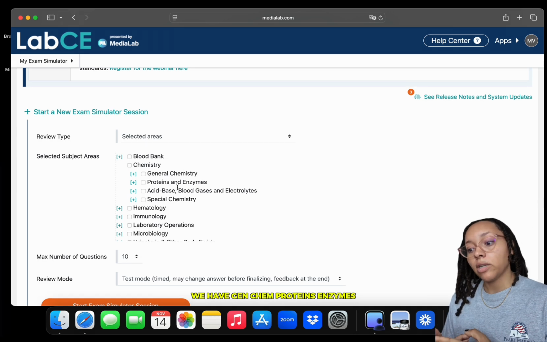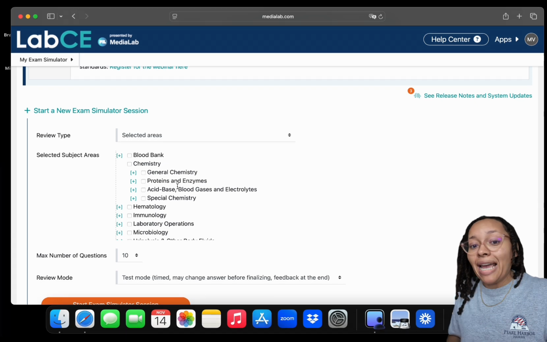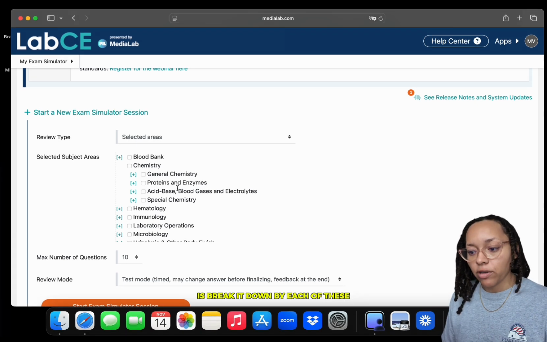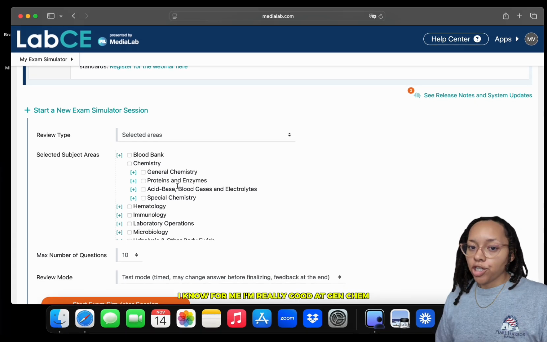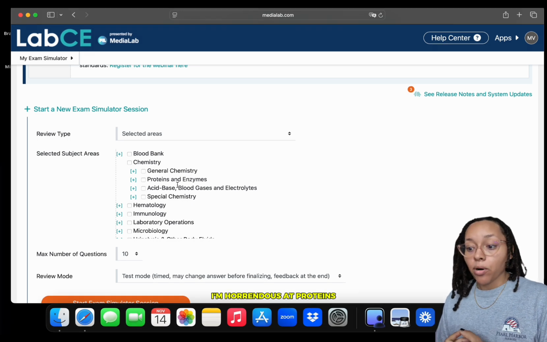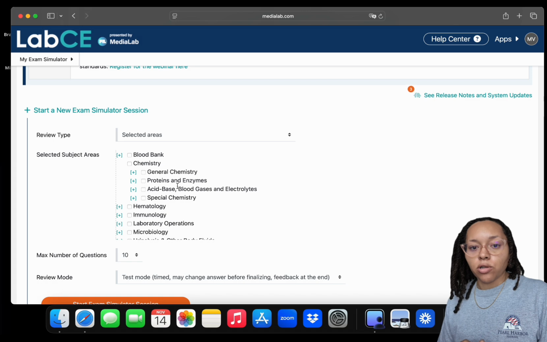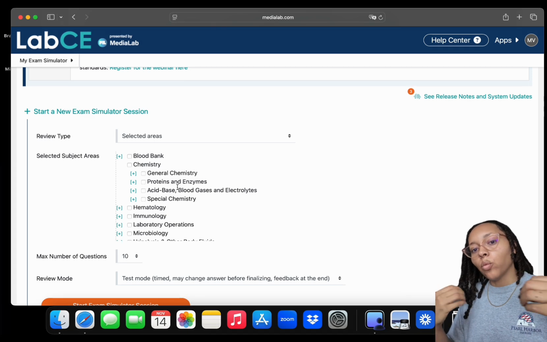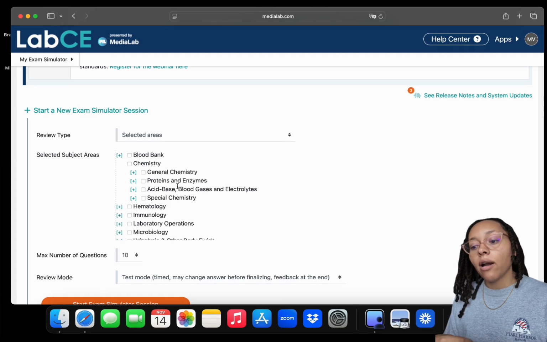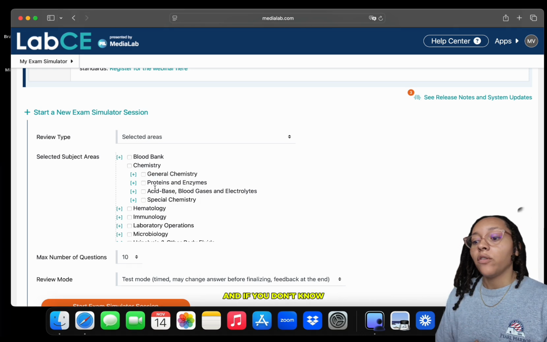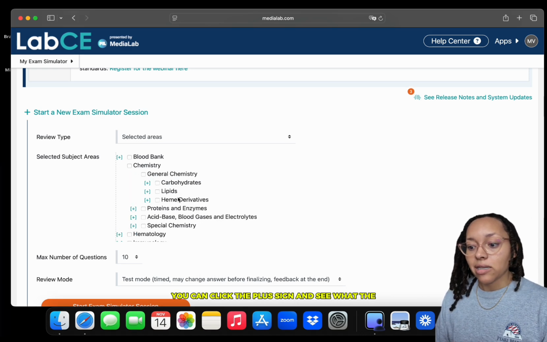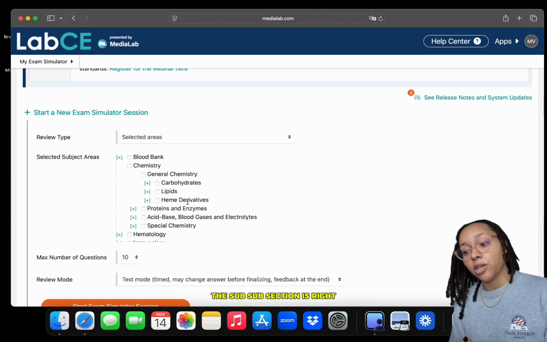We have Gen Chem, proteins, enzymes, acid, base, blood gases, electrolytes, and special chemistry. What I would do day by day is break it down by each of these. I know for me, I'm really good at Gen Chem. I'm horrendous at proteins, enzymes, acid, base, blood gases, electrolytes, and I'm decent in special chemistry. So ascertain what your weaknesses and strengths are within that section as well. And if you don't know, you can click the plus sign and see what the subsection is, right?